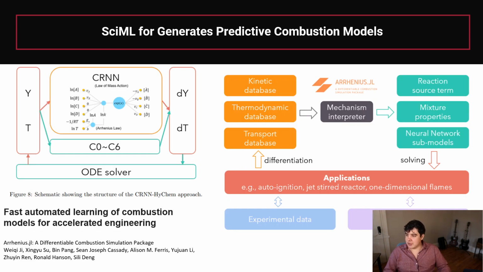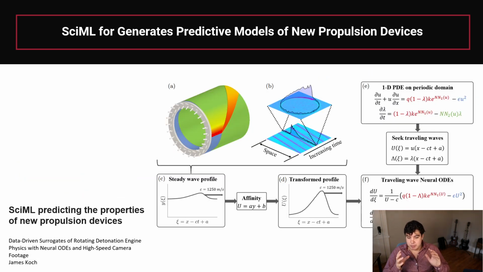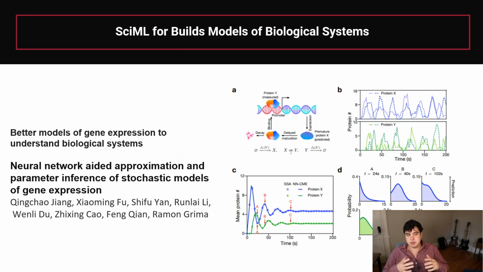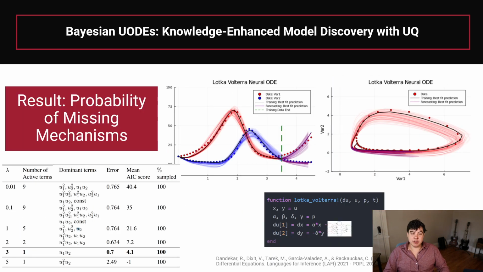This was done in combustion engineering. This was done in building new propulsion devices, right? So this was a case where it was a universal differential equation with neural networks as part of a partial differential equation. So you define a partial differential equation with the neural networks in there, you semi-discretize them down to ordinary differential equations, and then you train them. This was done for filtering qubits in qubit preparation in quantum circuits. This was done for building better models of biological systems, and et cetera, right? So I'll cut off there.